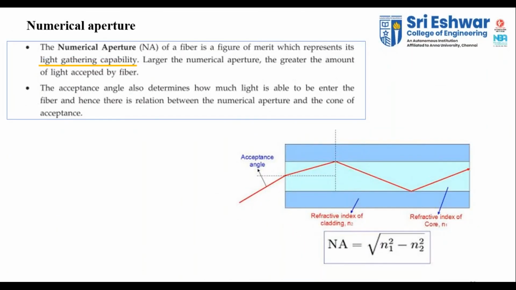The next one, numerical aperture, theta A. The purpose of NA is to tell us the light gathering capability of the fiber optic cable. We have to calculate it.